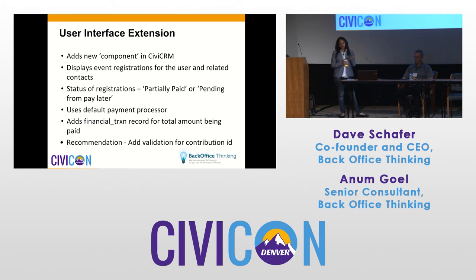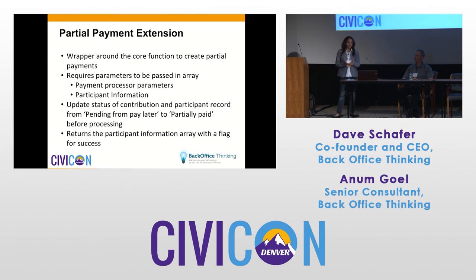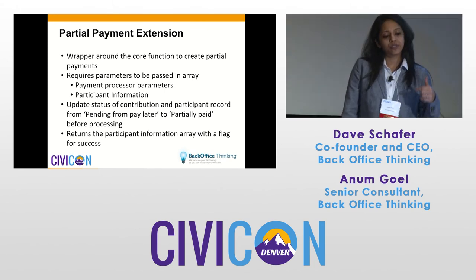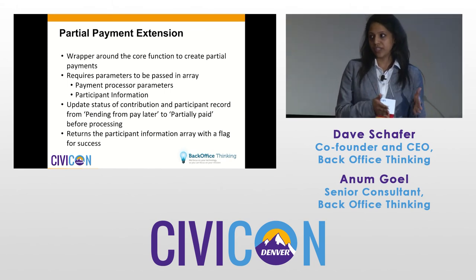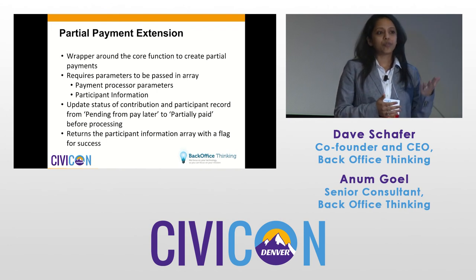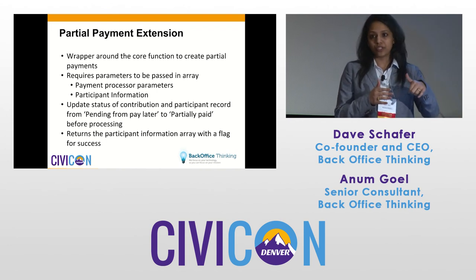Before making a call to the core function, we had to make sure that the status of the contribution is partially paid, because the core function only processes the participants and contributions which are in partially paid status. So we had to use a DAO function to update the contribution status, because the API call or the BAO function does not allow changing the status of a contribution directly from pending to partially paid. But for the participant, it was pretty simple; we could just do it with a BAO function. And then after the core function is called, it returns the financial transaction ID. If that is correct, then we move to the second parameter, which is the participant information array.